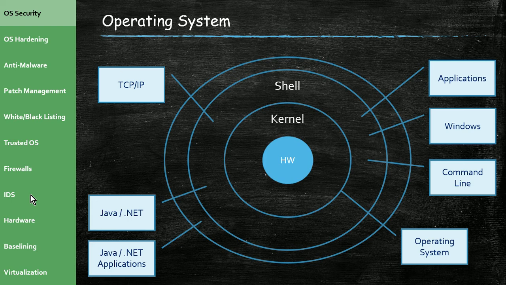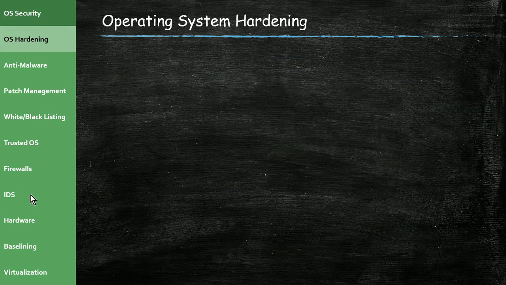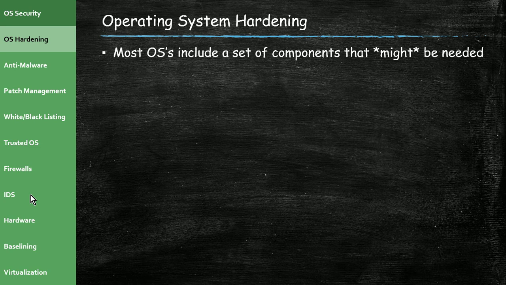What that means pragmatically is that if you have a program written in .NET or Java, it doesn't stand alone. It has to run on a machine that has that virtualization, either the .NET framework or the Java VM. So you have to have those programs installed as well in order for them to work. All right, now that we have that basic understanding of the operating system architecture, let's talk about doing some operating system hardening. Most operating systems include a bunch of components.